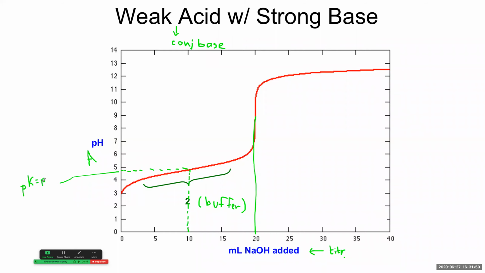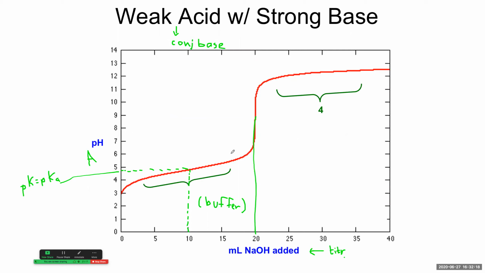So this is how you could find the equilibrium constant of an acid if you didn't know it. You can just titrate it. And at halfway to the endpoint, the pH is equal to pKa. Okay, let's go on. The endpoint is here. And in this case, the endpoint is above 7 because that conjugate base is a stronger base than water.